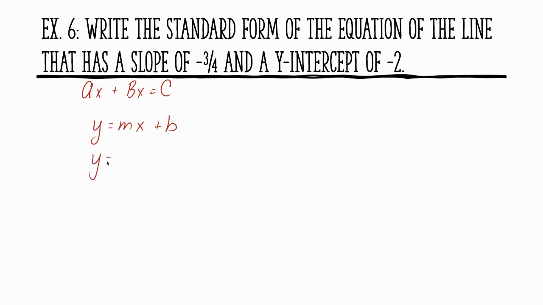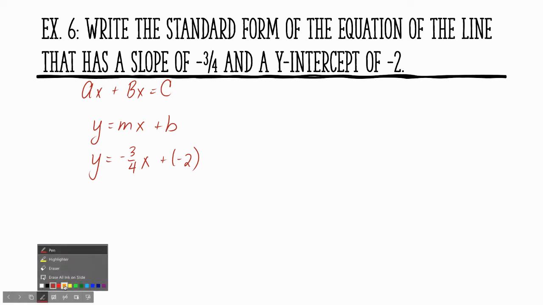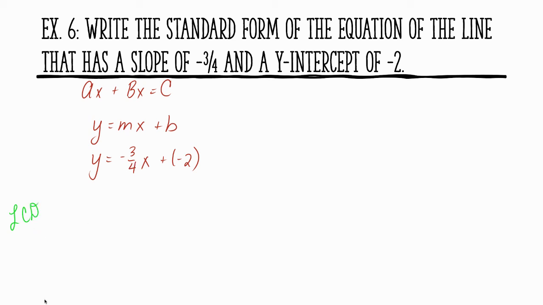So y equals -3/4 x plus -2. Okay, so here we have a fraction, and we need to get rid of that fraction. We're going to do that by finding the lowest common denominator. We only have one fraction. Our lowest common denominator is going to be 4. We're going to multiply each term by 4. Okay, I meant to put that in green. Each term gets multiplied by 4.